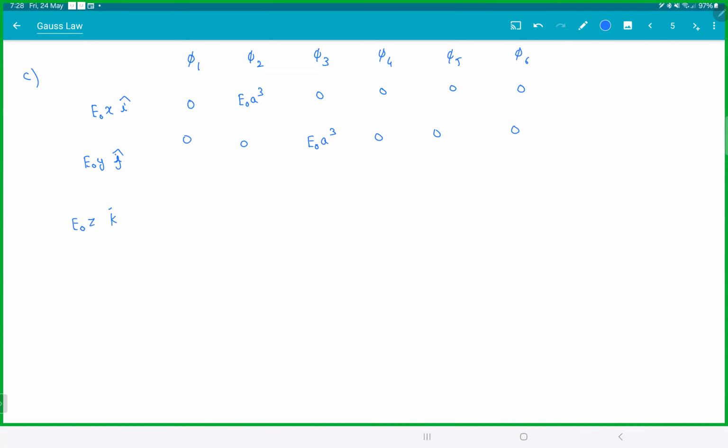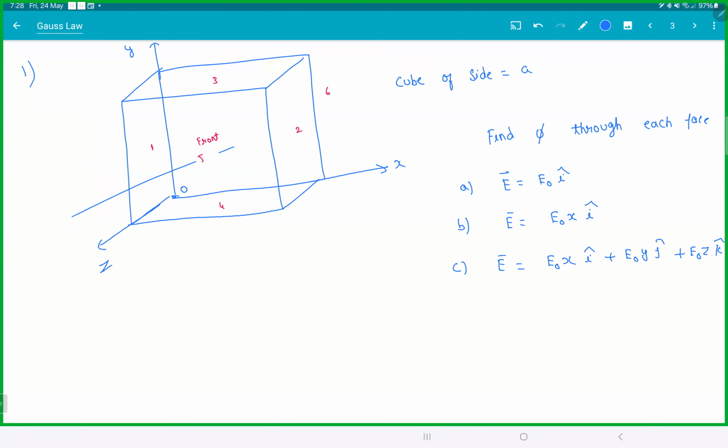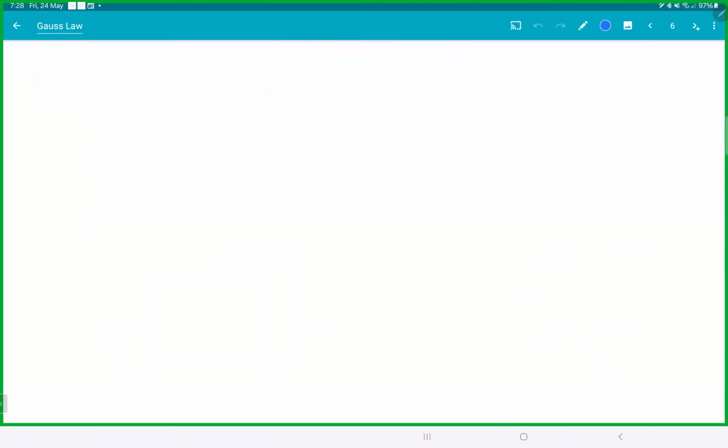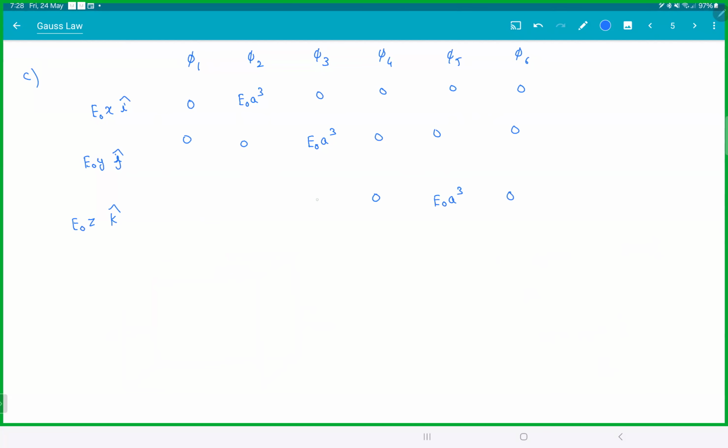Similarly, E naught z k cap. Z means it is coming out here, so 5 will have flux and the remaining all will be 0. Easy. Just like the way you did for E naught x, you do it for j and k separately and just add them up. So 1, 4, 6 will be 0. Easy. And here there's no need to integrate. Next one.